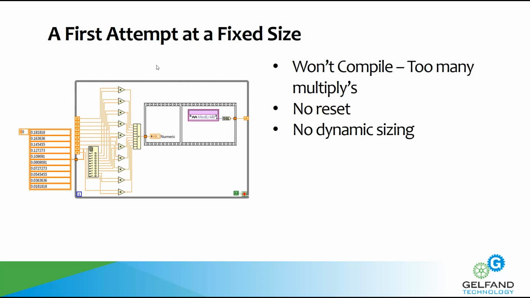So one of my first attempts at fixed size was this little monstrosity where I assumed it was going to be 10 elements. I pre-calculated my weighting factors, and it won't compile because of how many multiplies there were in it, even though they could all be parallelized. It didn't have a reset. It didn't have dynamic sizing. It couldn't get it done.